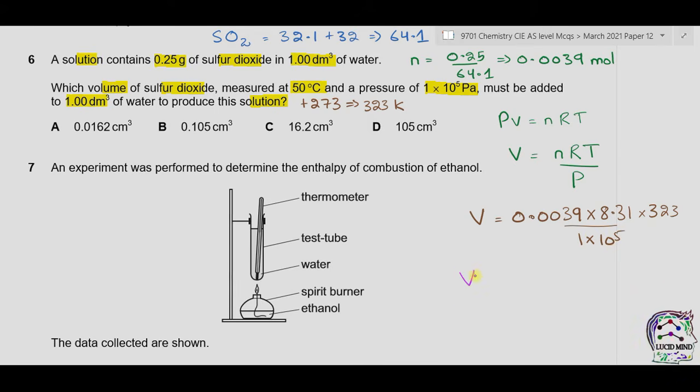So volume in meter cube will be equal to 0.000105 meter cube. In the question, they have given volume in centimeter cube, so we can convert meter cube into centimeter cube by multiplying by 1 × 10^6. So it is equal to 105 centimeter cube. Correct answer is therefore D.